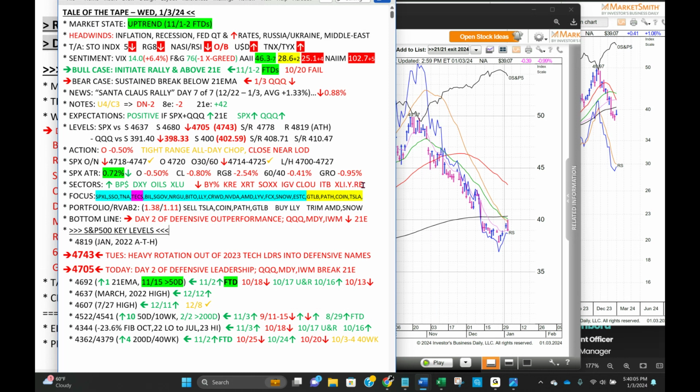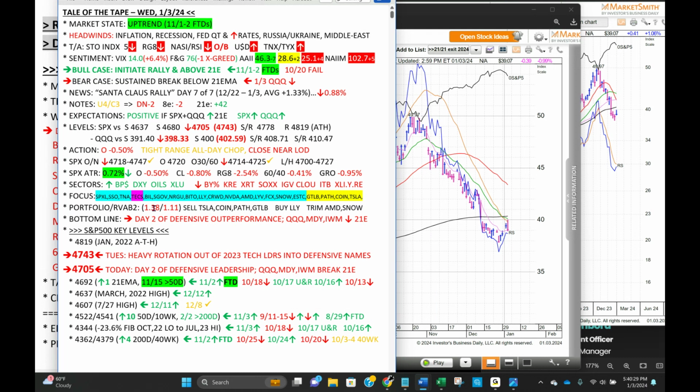Sold out some more positions, 4 of them. Tesla got stopped, also Coinbase and GTLB. We bought Lilly, one of the best looking charts out there, and very clear money flows into the defensive medical sector. We trimmed AMD and Snow. We'll look at those. Reduced our beta from 1.38 to 1.11, that TECS hedge doing its job.